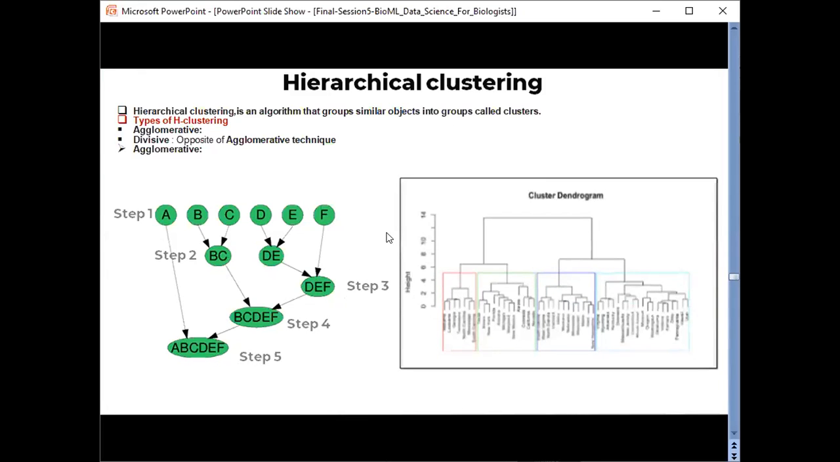The output that we will obtain after running the hierarchical clustering is the cluster dendrogram. So what does this cluster dendrogram represent? If you look here, at the top you have the minimum number of clusters, and at the bottom you have the maximum number of clusters. To understand it better, let's run hierarchical clustering on your data.